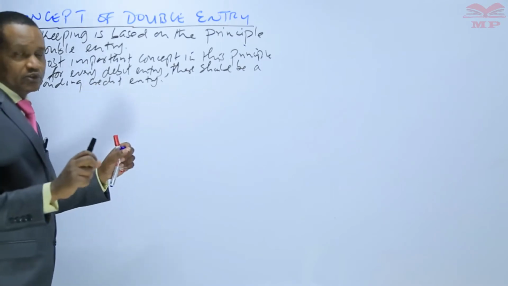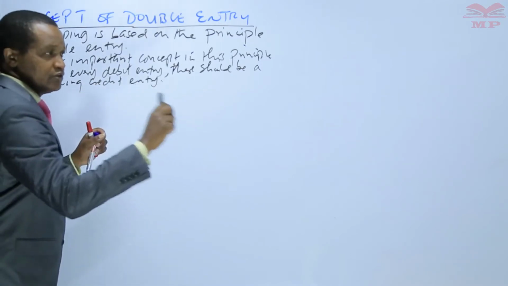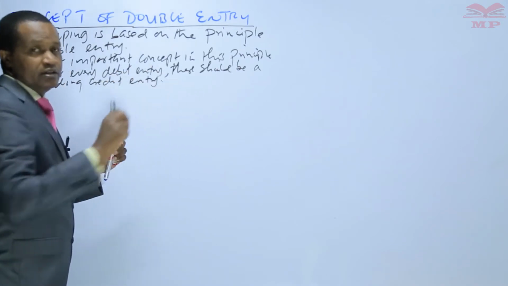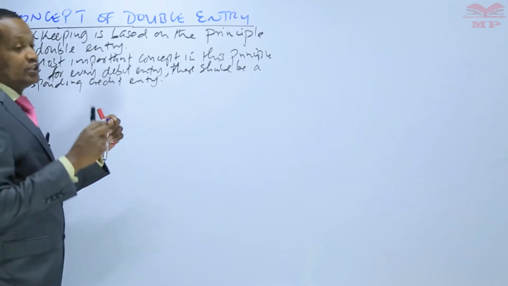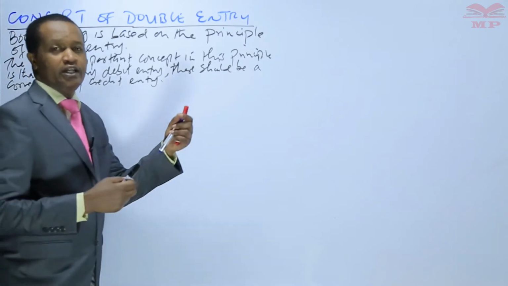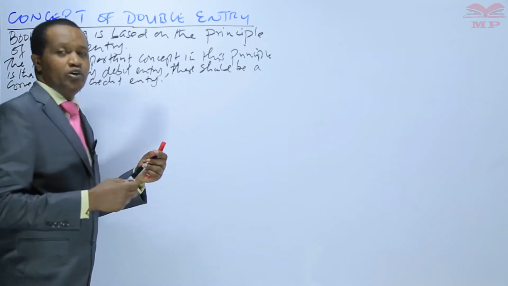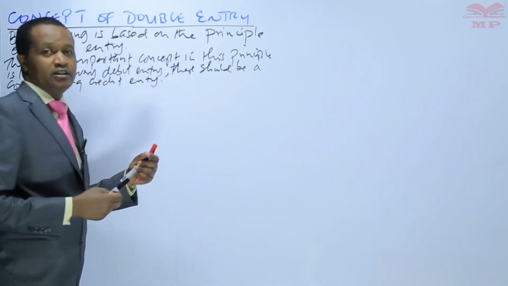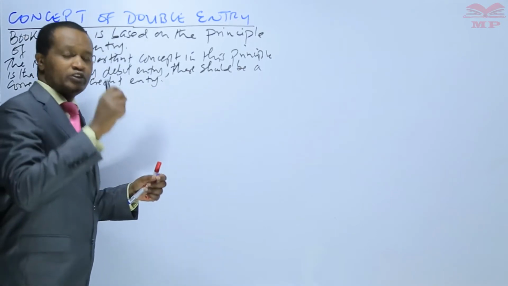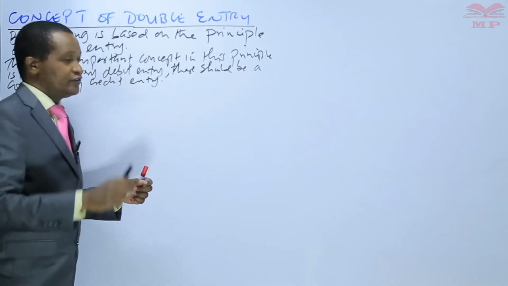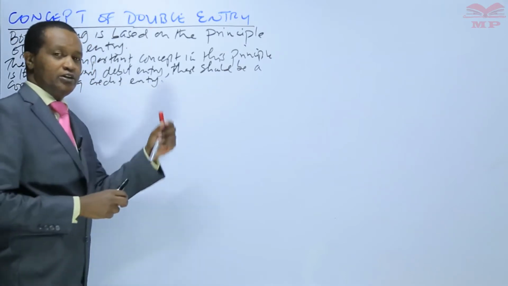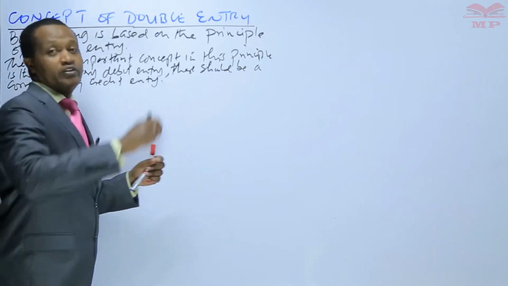for every transaction, be it purchasing of assets, paying the creditors, introducing capital in the business, or receiving income like rent, or making expenses like buying of stationery. For each and every transaction, there has to be two entries that are made, either on the debit side or the credit side.